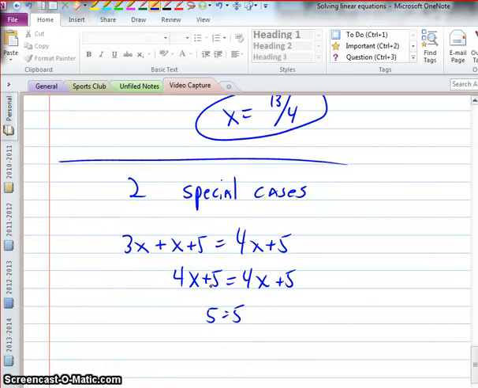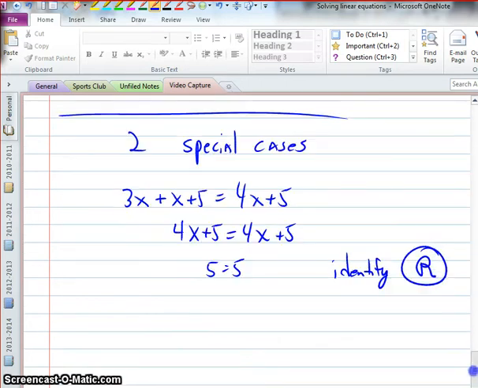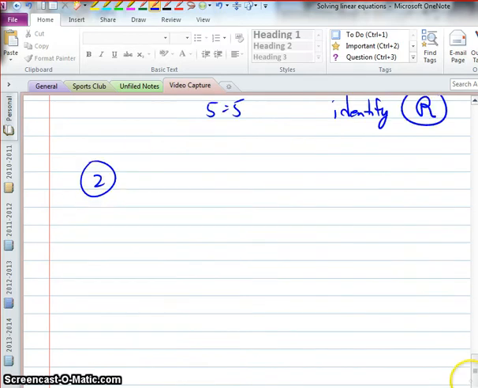No matter what I do, I'm going to get a true statement. That is known as the identity. The identity, also known as the answer is all real numbers, which we write as a capitalized script R. That's case number 1. The other case is a case where you might have something like negative 2x plus 6 is equal to negative 2x plus 4.